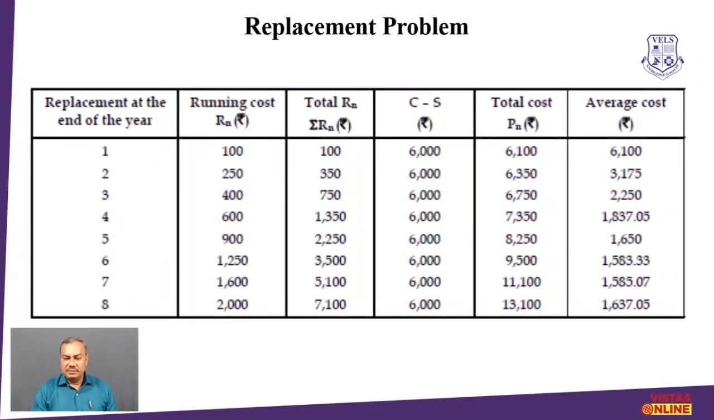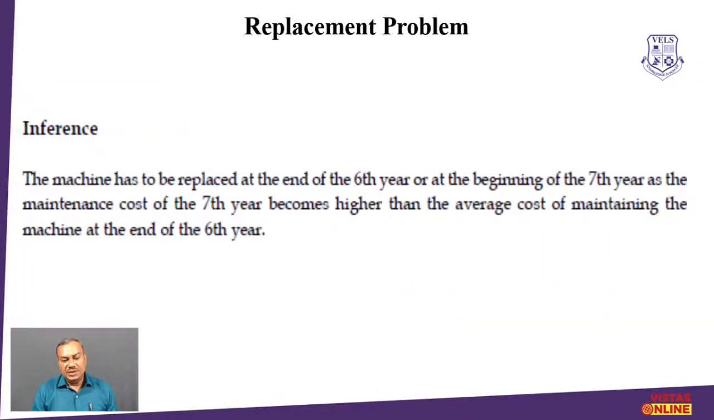So we can replace the machine after the end of the 6th year. The machine has to be replaced at the end of the 6th year or at the beginning of the 7th year, as the maintenance cost of the 7th year becomes higher than the average cost of maintaining the machine at the end of the 6th year. So we can replace the machine optimally at the end of the 6th year. This is the suggestion for the given problem statement from the replacement problem. Thank you.